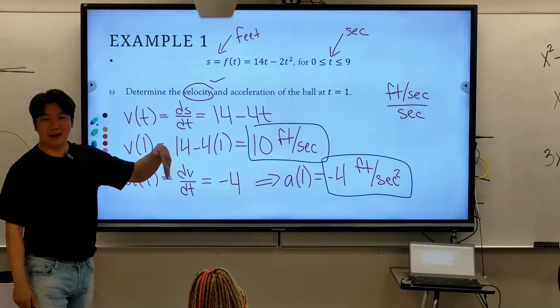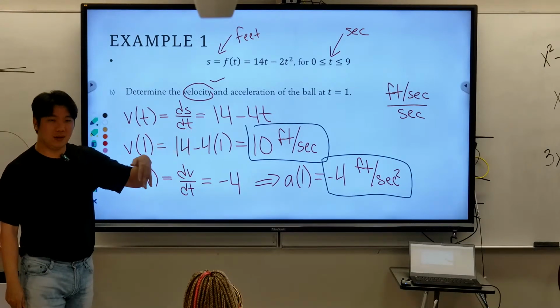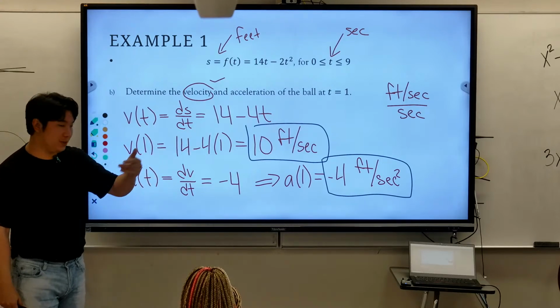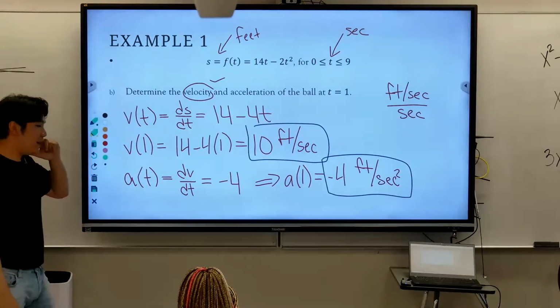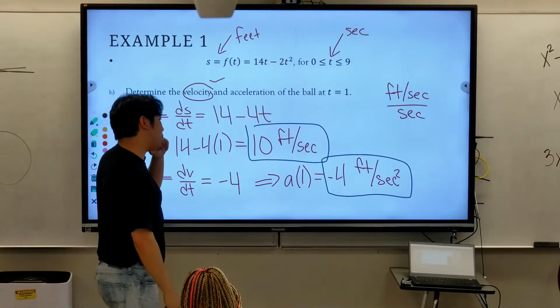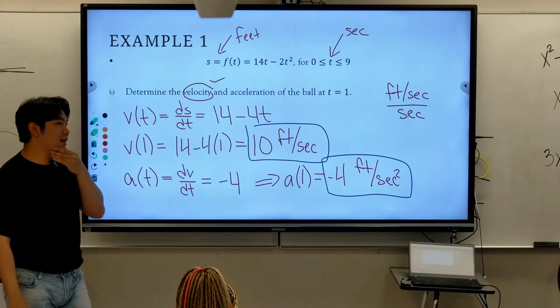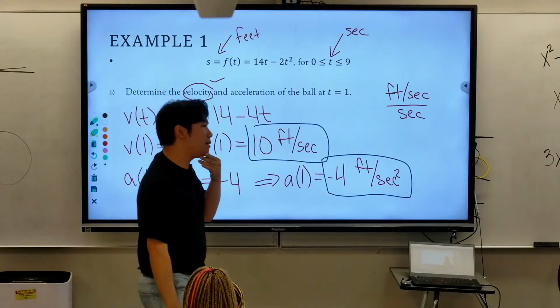Positive velocity implies we're moving in the positive direction, whatever we decide that to be. We just said the right was a positive direction. And now I need to talk about the acceleration. So yeah, I'm moving to the right. What does this negative acceleration at 1 second mean?